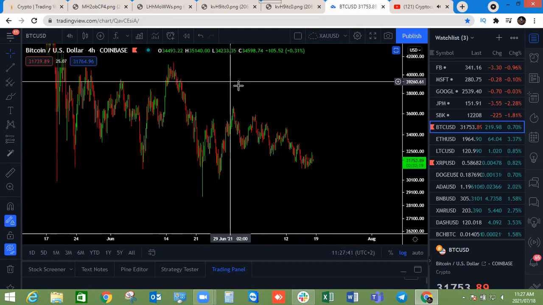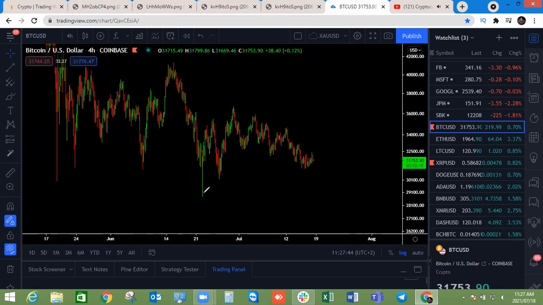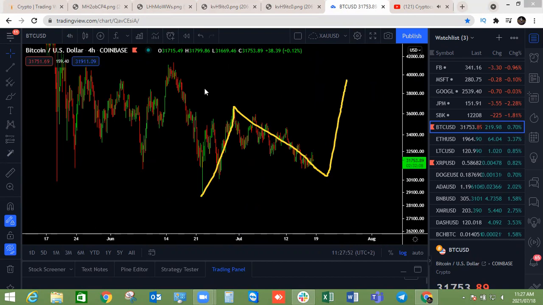If you look at this structure we have got, now this is the B wave in the yellow degree as I was indicating there. So we've got this W, we've got this X, and then we're looking for this one to be a Y to the upside. Why are we looking at this? This is 3 waves to the upside. This is a complex running flat here. We've got to move down, we've got to move up here, and we're looking for this.